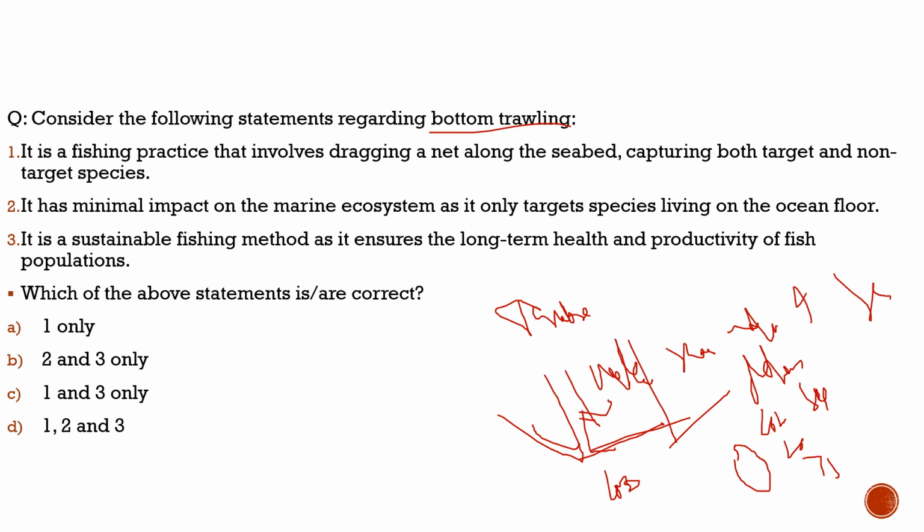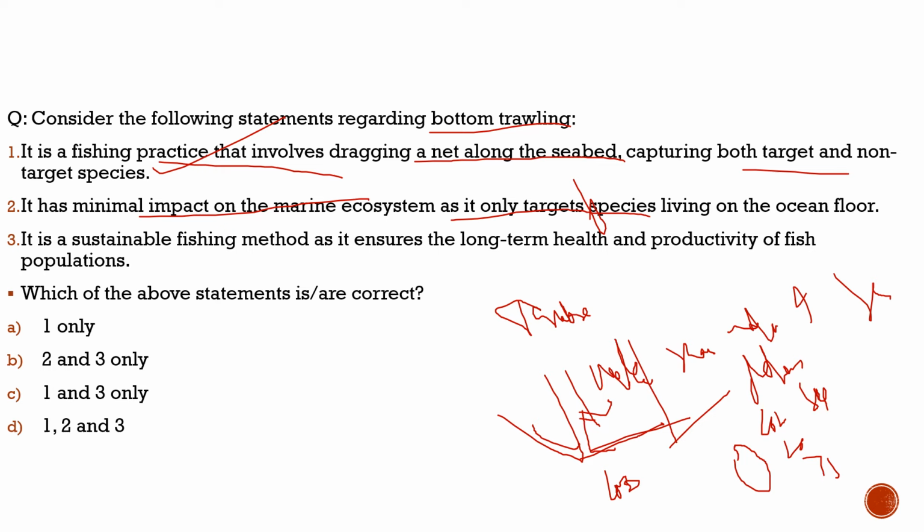The question says, consider the following statements regarding bottom trawling. First statement: it is a fishing practice that involves dragging a net along the seabed, capturing both targeted and non-targeted species. 100% correct. Second statement: it has a minimal impact on the marine ecosystem as it only targets species living on the ocean floor. Totally incorrect. It has a huge impact on the marine ecosystem, as we saw in the first statement itself. It captures both targeted and untargeted species, so it definitely impacts the marine ecosystem.